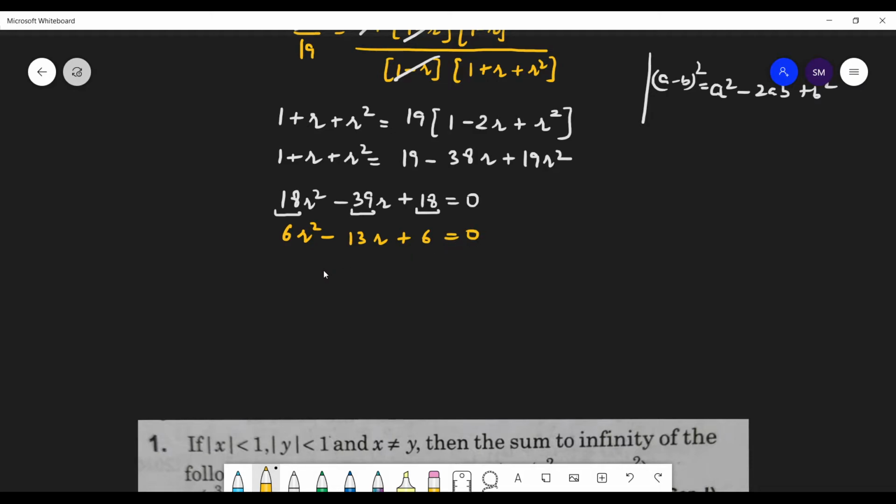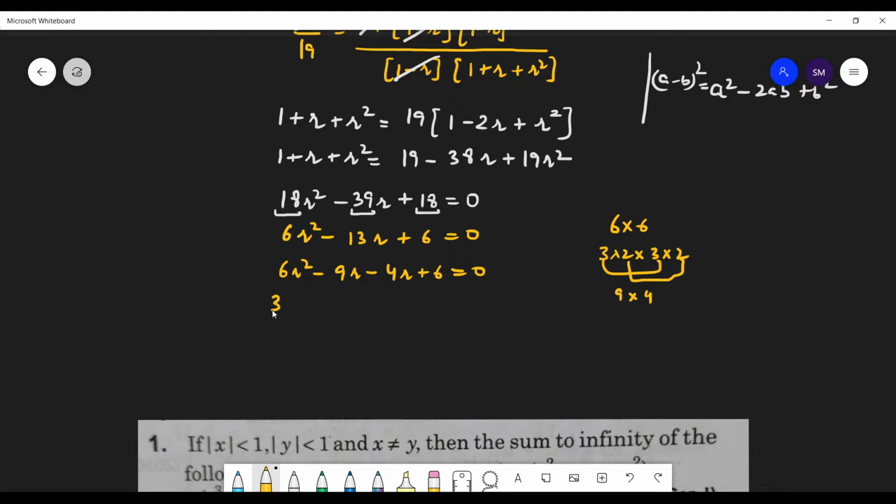Now what factors can you make? 6 multiplied by 6. Here I have a negative sign, so both the terms will be negative. So two factors that we can add to get 13. Yes. So 9 and 4. Agreed? So minus 9r minus 4r plus 6 equals to 0.